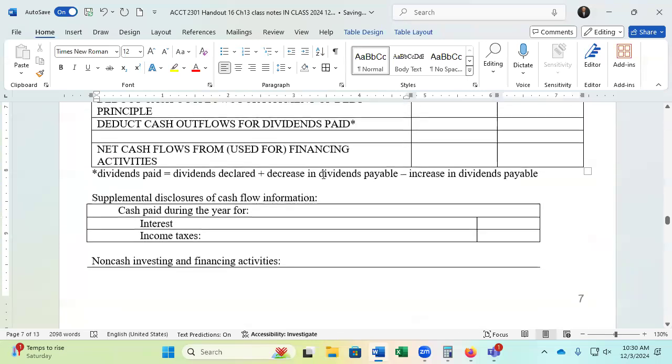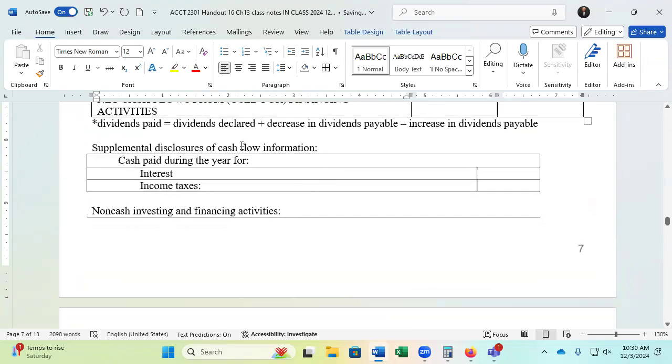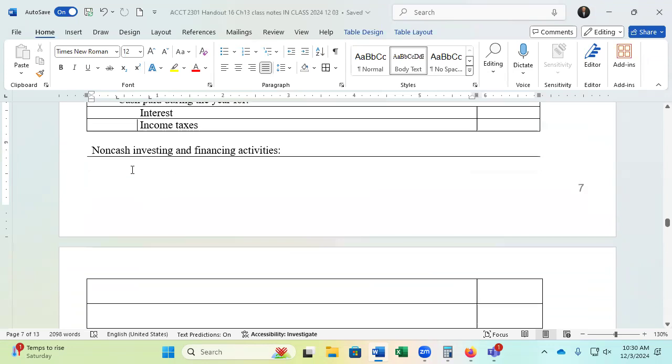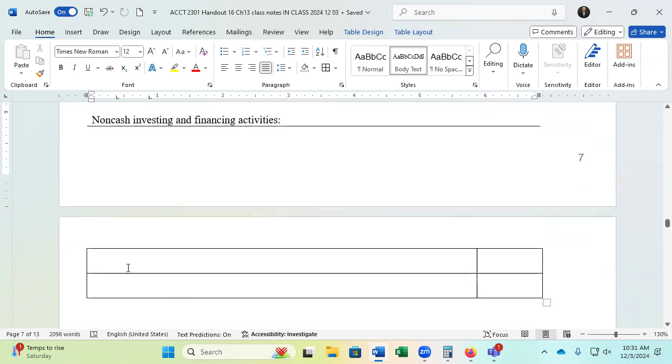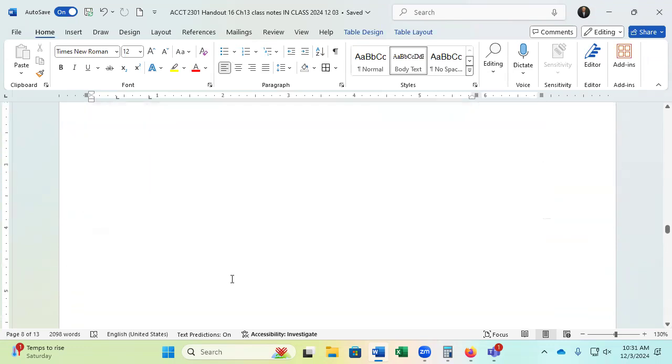Example 3. Okay. There's also supplemental disclosures for cash flow. Investors and regulators want to know how much you paid for interest and how much you paid for income taxes. So those have to be disclosed separately. And then any of those non-cash investing and financing activities goes in just a little disclosure at the end. Okay. Any questions?